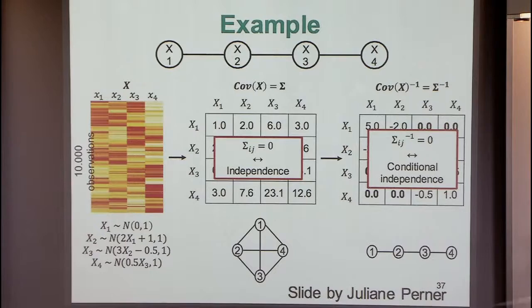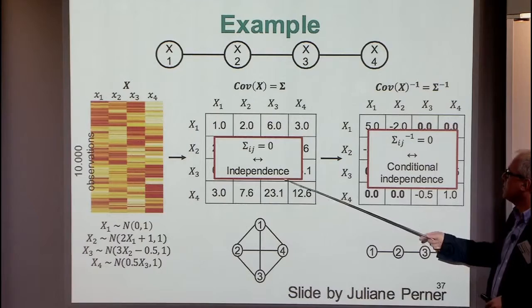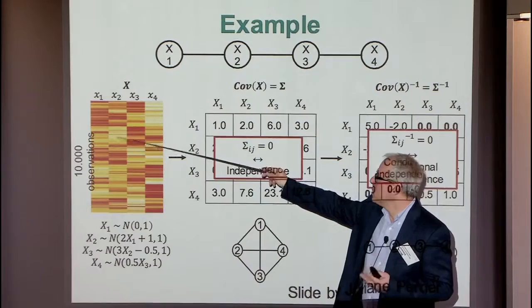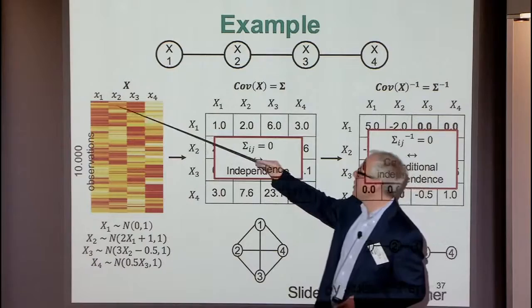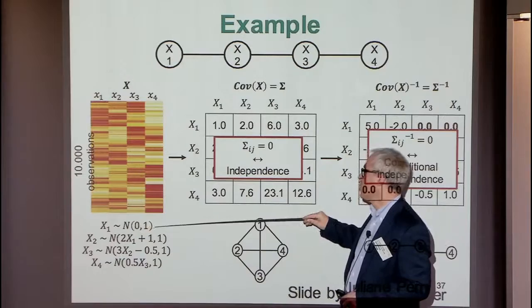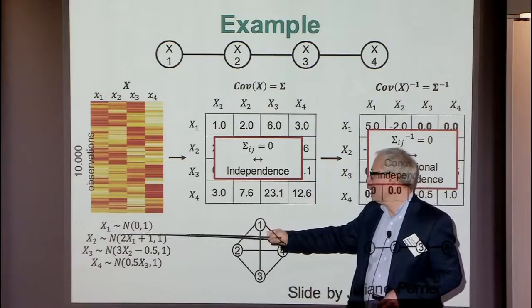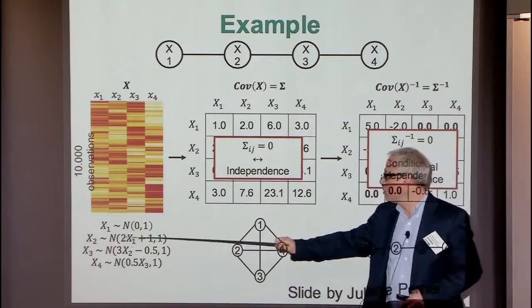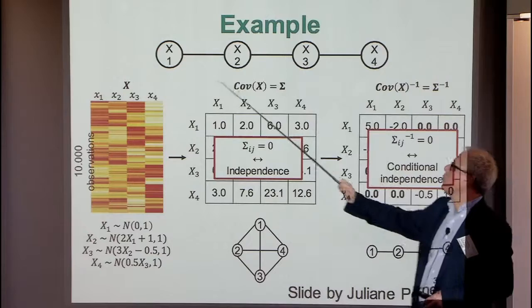Unfortunately, when I converted this to PDF, it doesn't layer anymore. So we just show that this is really concrete. Juliane Perner, who was making this slide for her PhD defense, generated data. We have these four columns. The first column is drawn from a standard normal. The second column is generated with another normal from the values in the first one, and then the third one is generated with another normal from the second one, and the fourth one is generated from the third one. So the network actually is a chain, the way it is simulated.